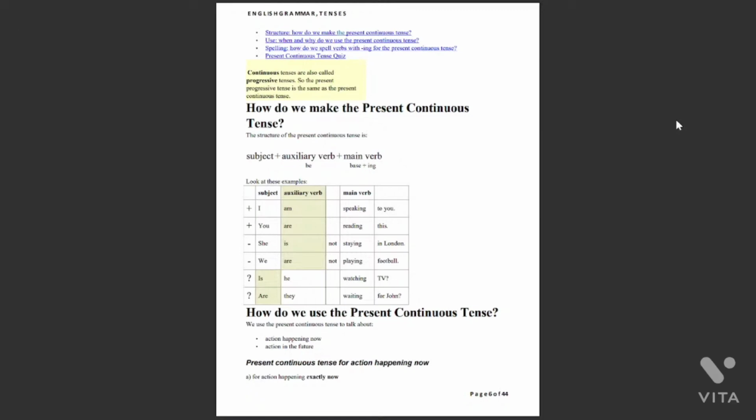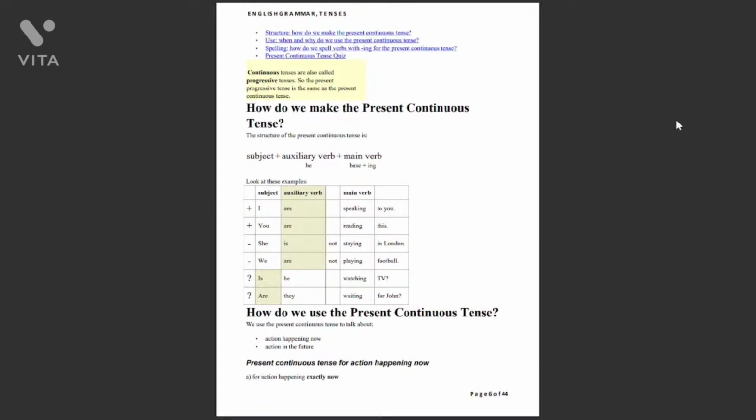So let us look at this example. Subject: I am speaking to you. The main verb is speak. As we already said in the equation, the main verb has the ing formation. So speaking to you. Okay, I am speaking to you. You are reading this. You are hearing this also comes. Okay, she is not staying in London. This is a negative sentence. Okay, we are not playing football.